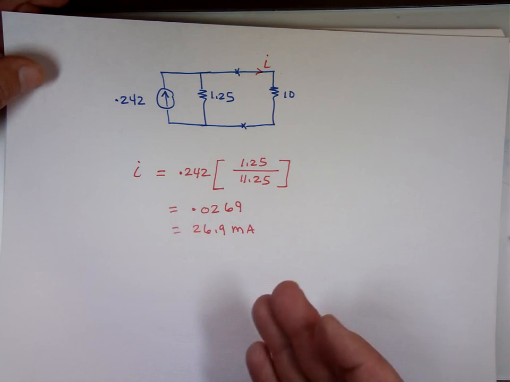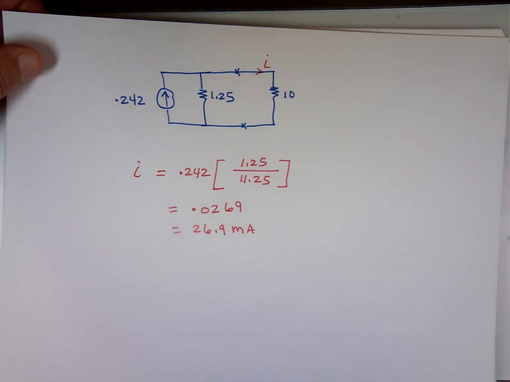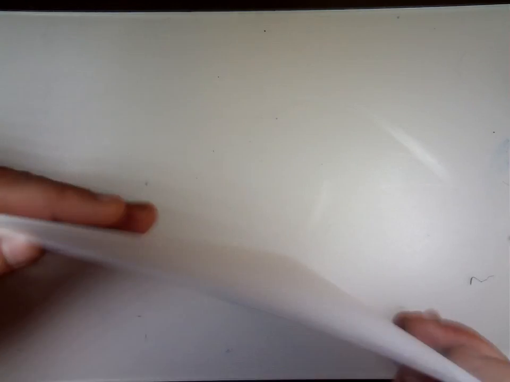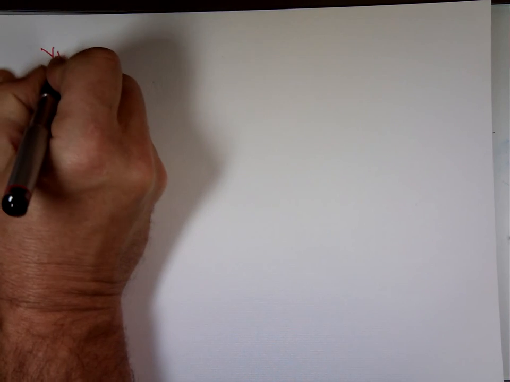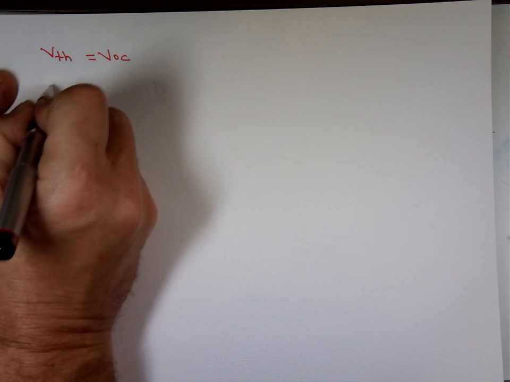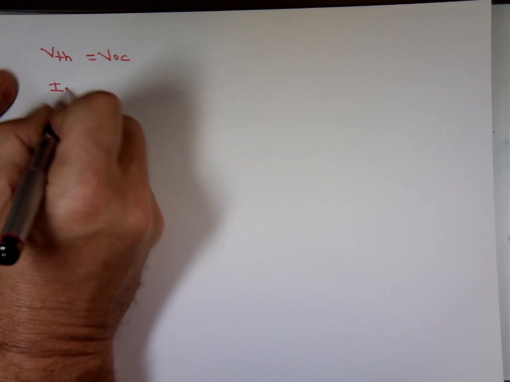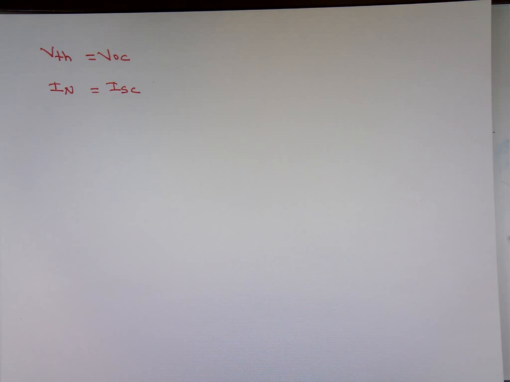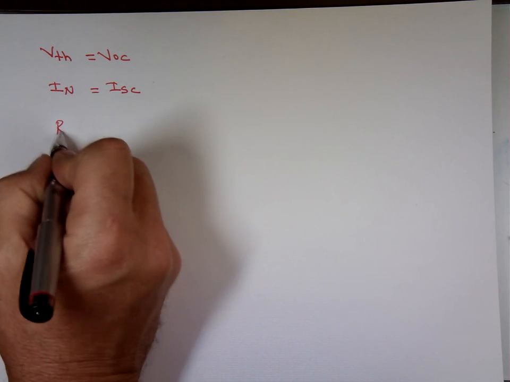The problem with this, I made the circuit really easy because your sources are only independent sources. What happens when your sources are independent and dependent, both of them? V open circuit still, V Thevenin is V open circuit. I Norton, I short circuit always. So just in summary, V Thevenin is always going to be V open circuit, always, regardless of what you have in the circuit. I Norton is always going to be I short circuit. So what about R Norton, which is the same as R Thevenin?